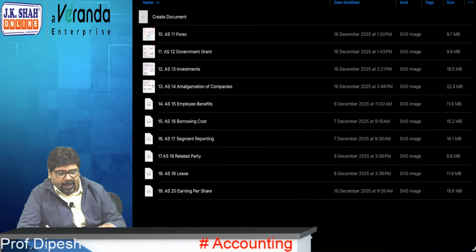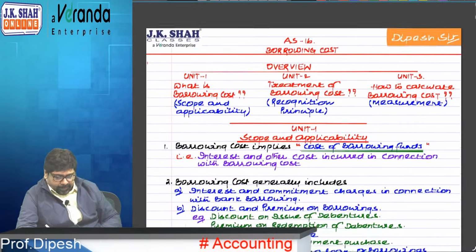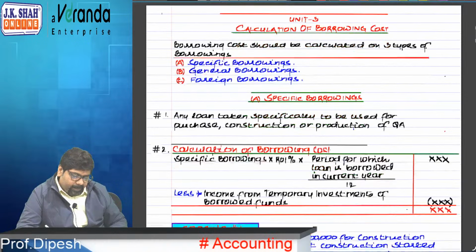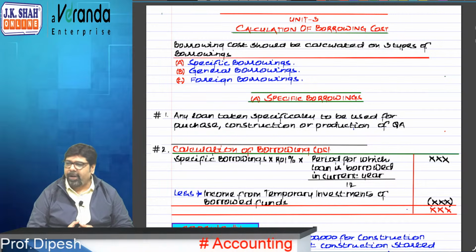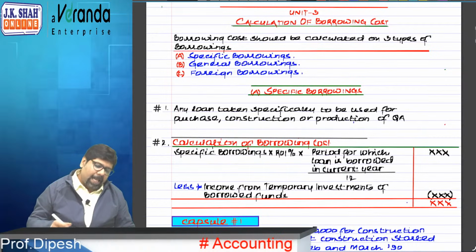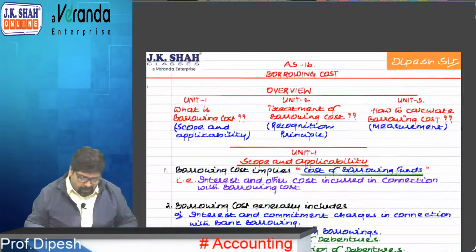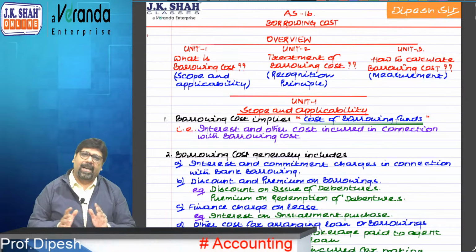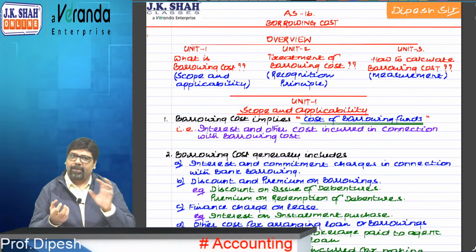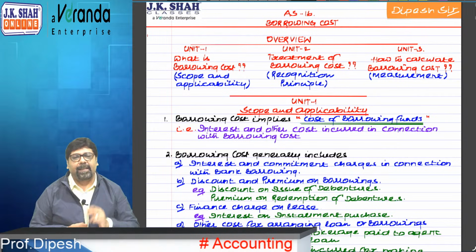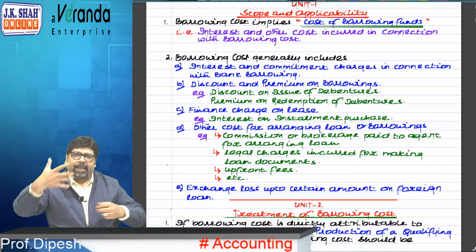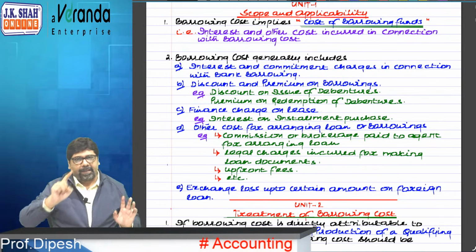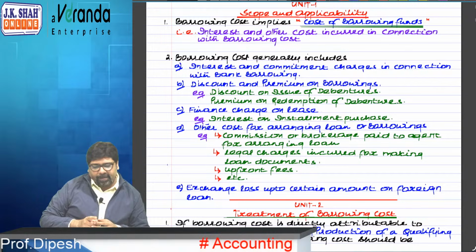Now chartered, we start with borrowing cost. Now concentrate on borrowing cost very carefully. As soon as you hear the word borrowing cost, what comes to your mind is interest. Whenever there is interest, there has to be loan. So first let us understand what is borrowing cost. It is not only interest, it constitutes 5 things. How many things? 5 things. One is interest and commitment charges, that is processing cost.